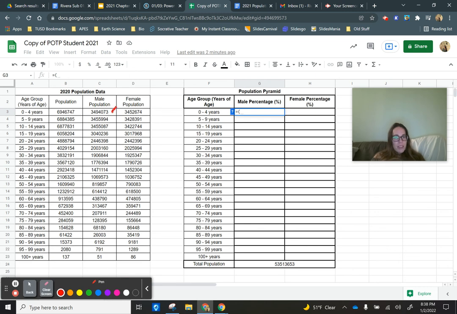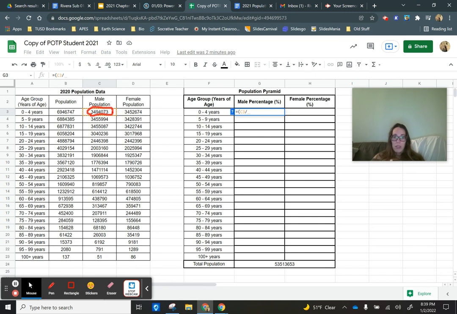We want this number right here. Now, you could type it, but we'll just select it, and that's going to do it for us. Equal sign, parentheses, now click that. So I have the total number of males in that age group, and I want to find the percentage of the population that represents.